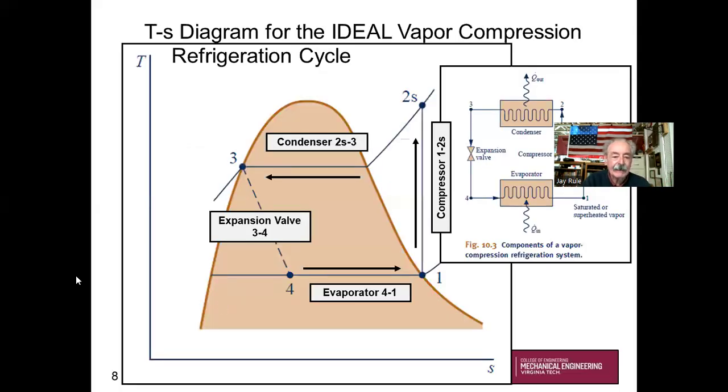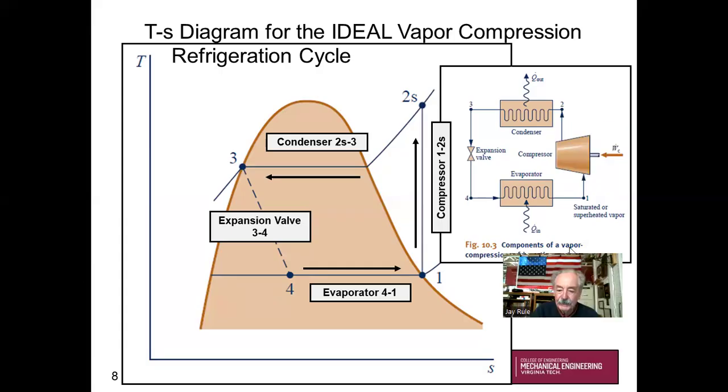Now, let's look ahead a little bit. Let's see how the temperature-entropy diagram fits with the components. Okay, I hope that I've convinced you that we've got four components for a refrigeration cycle. Let's start with the compressor. Here's our compressor. What's that going to look like on a temperature-entropy diagram? The inlet of the compressor is going to be a saturated vapor.